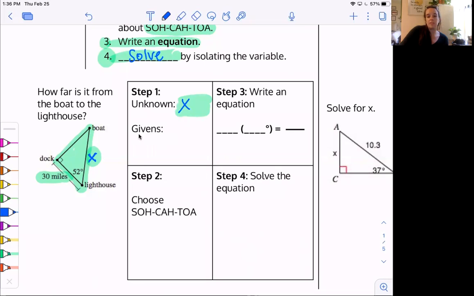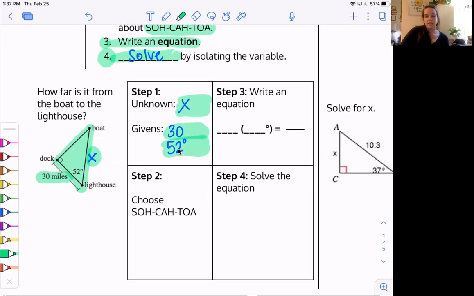The information that is given to me are the numbers in the problem. What are the numbers? You can go ahead and chat or come off mute. What are the numbers that are in this problem, the givens? 30 miles for sure, 30, and also 52. Thank you for being specific that those are miles and degrees. Great job, Anthony. And Mia, great job. All right. So I have 30 miles and 52 degrees.